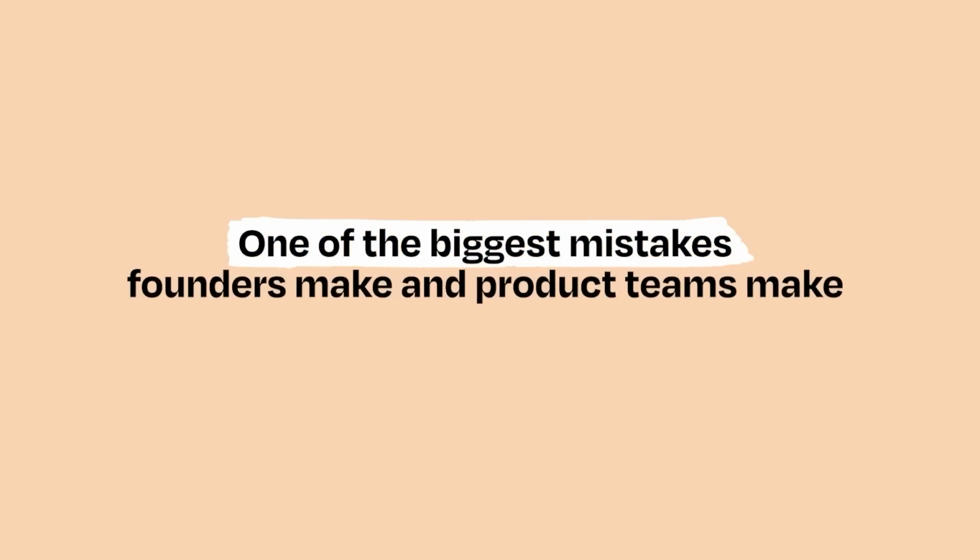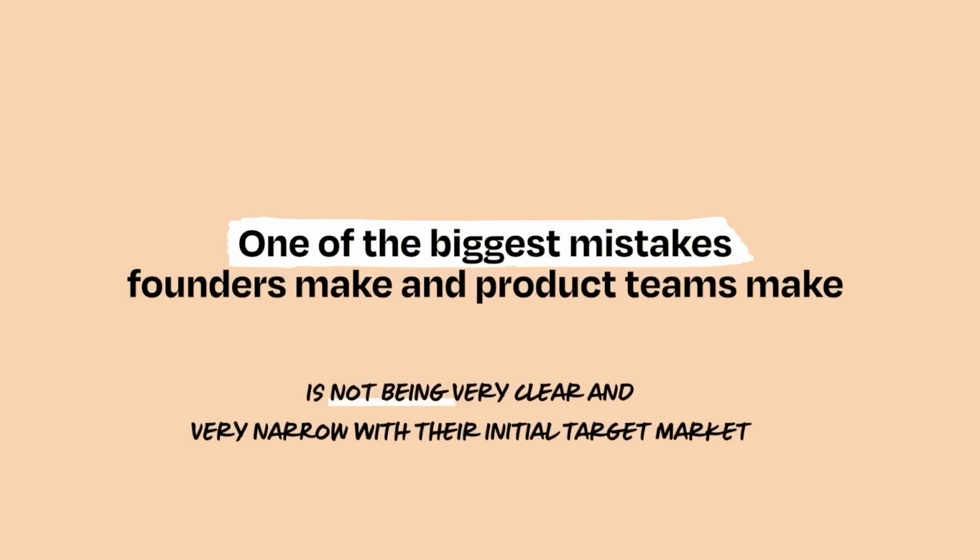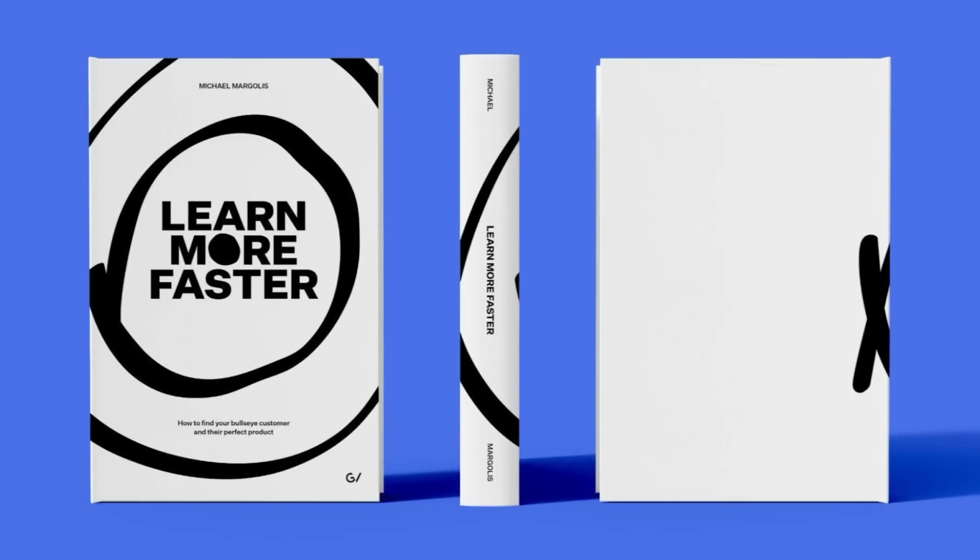I've said many times on this podcast that one of the biggest mistakes founders make and product teams make is not being very clear and very narrow with their initial target market. And I've been looking for a book and a guide to help people figure this out. This book is that. And also, this book is completely free and available online as a PDF. Michael is not looking to sell books or drive leads to Google Ventures. He genuinely simply wants people to avoid pain and avoid wasting time building something that nobody needs.